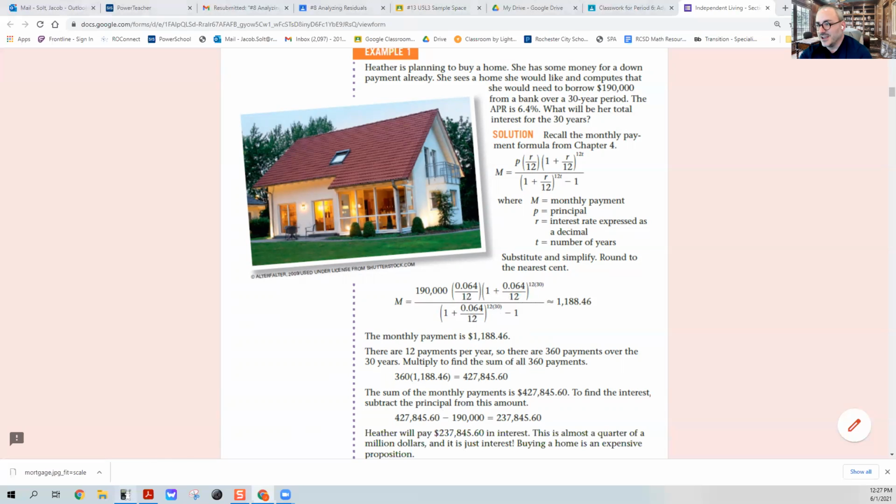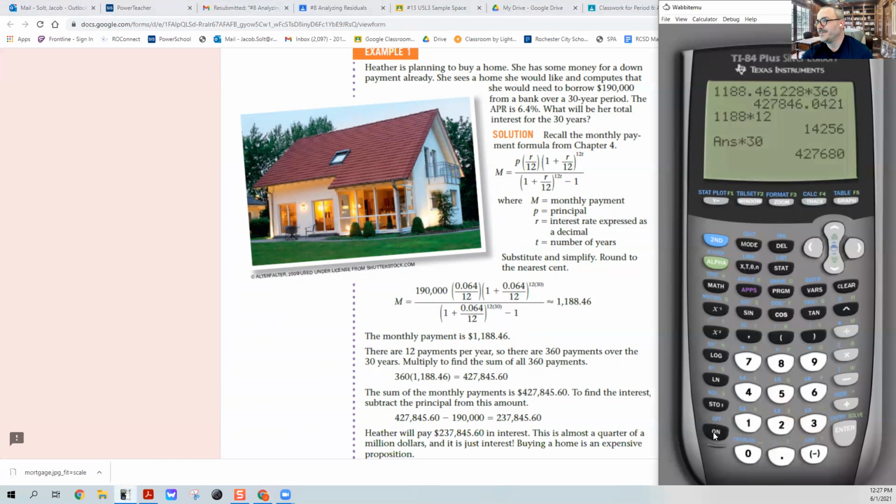So let me show you how to do this using your calculators to show you it can be done. All right, I'm going to clear all this. I'm going to start with Mr. K's method. I'm going to use alpha y equals. Green alpha y equals gives me this little menu, which I can use to create a numerator and denominator. All right, that's what I'm going to start with. 190,000 times, I'm going to use parentheses, 0.064 divided by 12. Close the parentheses.